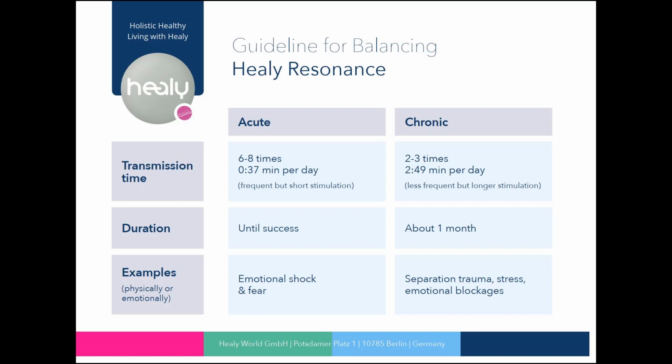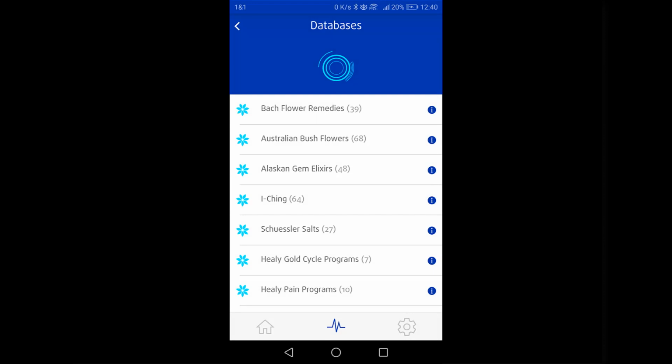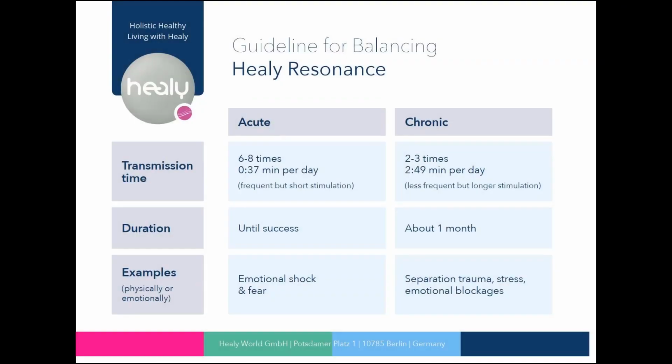Continue trying other databases within the resonance module or a new list from the aura module. At this point, I would like to suggest you to familiarize yourself with the effects of Bach flowers, Australian bush flowers, gem elixirs or Schüssler salts. Some examples I have given are unresolved separation traumas dragging on over a longer period of time, long-lasting stress, and emotional blockages.